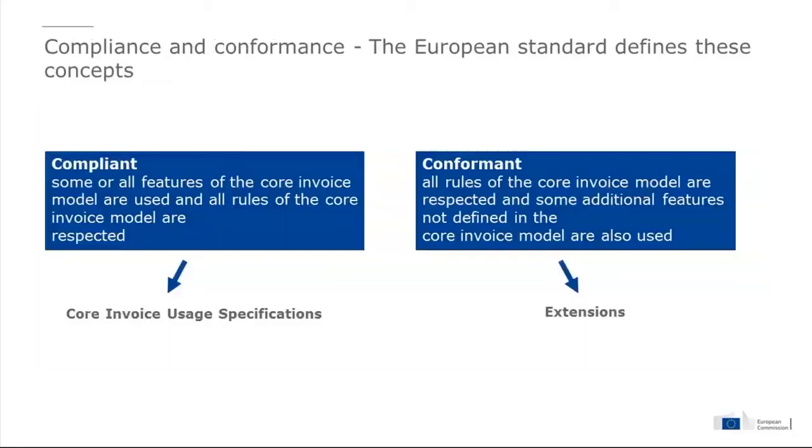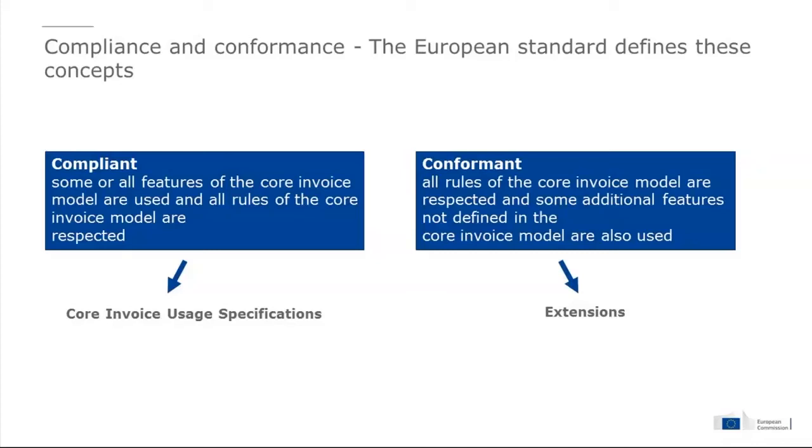So then the European standard defines these concepts of compliant and conformance. For most people, compliance and conformance may be synonyms, but the European standard is making a difference between those two words. So that's important to keep in mind. Compliant means that some or all features of the core invoice models are used and all rules of the core invoice models are respected. And conformance means that all rules of the core invoice models are respected and some additional features not defined in the core models are also used.